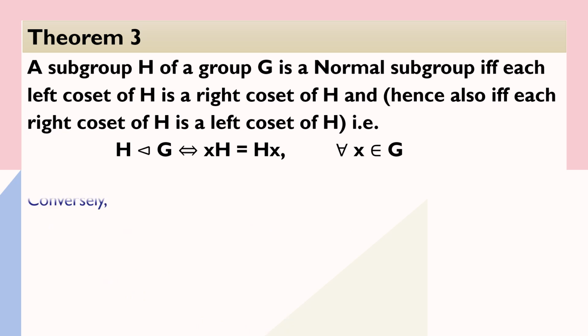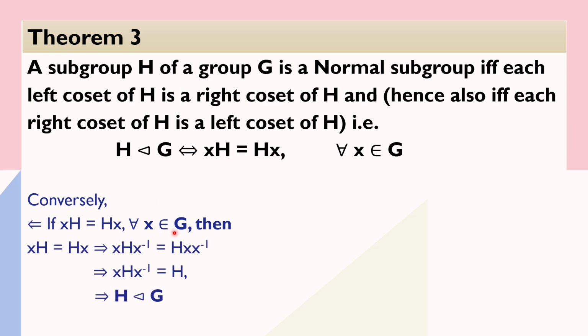Now you take the opposite side. Conversely, let's suppose xH is equal to Hx for all x element of G. Now, in the previous step, what did you do? You multiplied x on both sides, right? Now you multiply x⁻¹ on both sides. So here you get xHx⁻¹, and on this side what do you get? Hxx⁻¹. So x and x⁻¹ will become identity. We are left with H. So what did you get? You get xHx⁻¹ is equal to H.